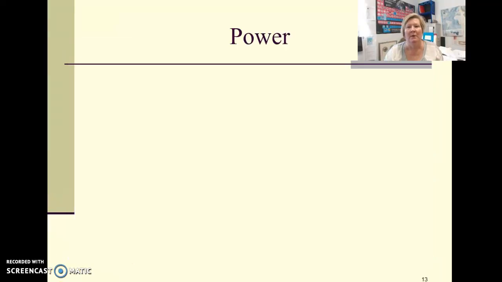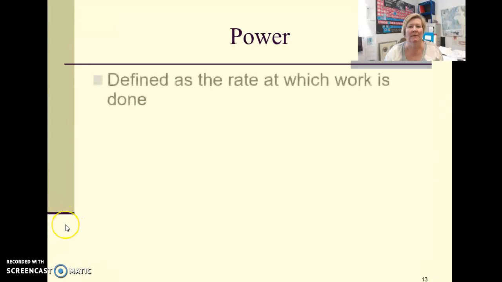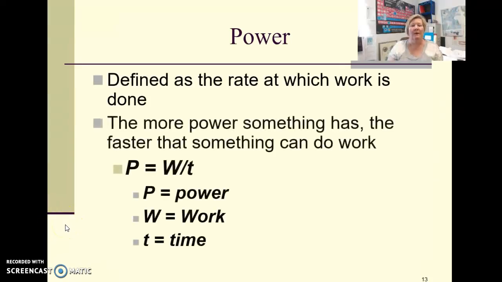Now let's talk about power. Power is the rate at which work is done. And we can calculate power by taking the work that we just learned how to calculate in the previous slides and dividing it by how much time it takes to accomplish that work.